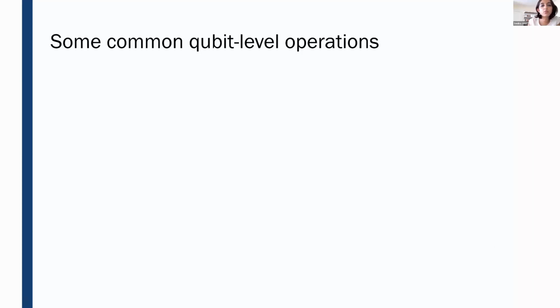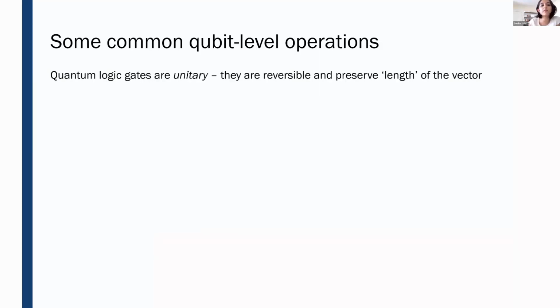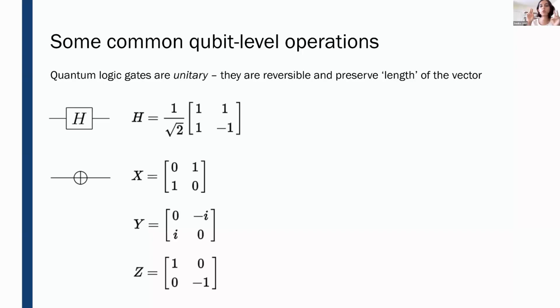Then let's move on. I've described to you what qubits are and how they're physically implemented. Let's talk about some common qubit level operations. So what are the quantum logic gates? In contrast to classical logic gates, quantum logic gates are always unitary. So they are reversible, and they preserve what would be called the length of the vector. In the beginning I introduced the vector, the length of that vector.